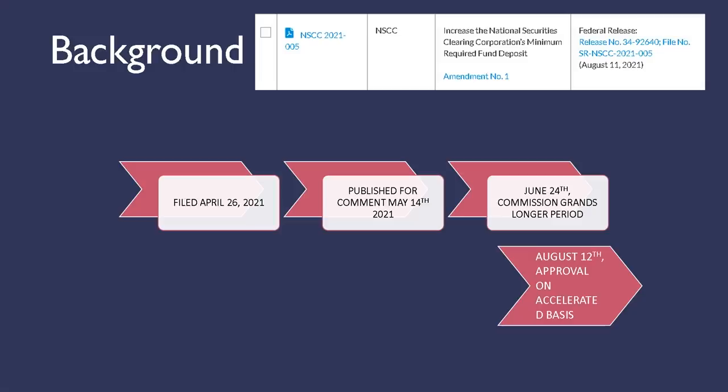It was published for comment on May 14th, 2021, and then on June 14th, the Commission grants a longer period for comment, at which point on the 12th, they're approving the amendment and approving the overall filing on an accelerated basis, and it should show up on the Fed Register hopefully tomorrow.